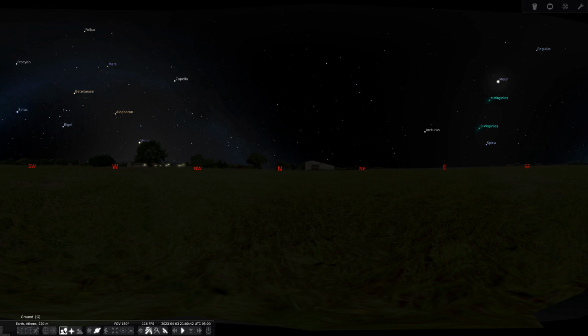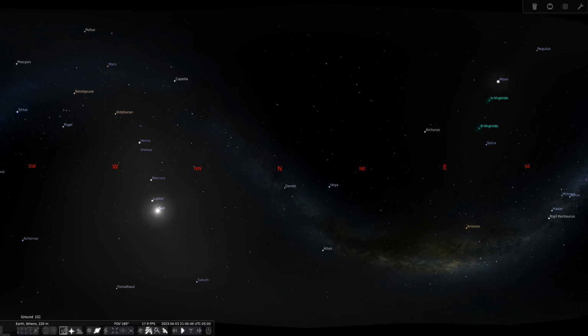We can do a little bit better. Why don't we go ahead and remove the ground? Now we can see the whole sky, since planet Earth is no longer blocking our view. You can see the sun below the horizon. You can see the Milky Way if you look to your east and look below.